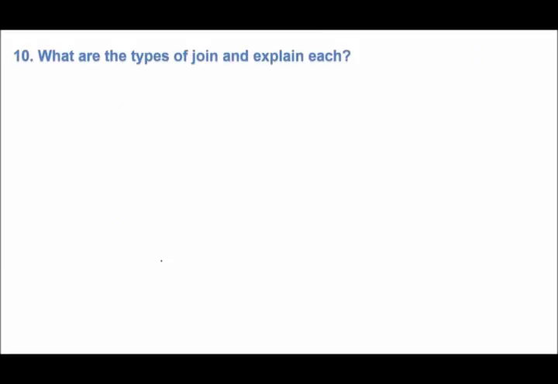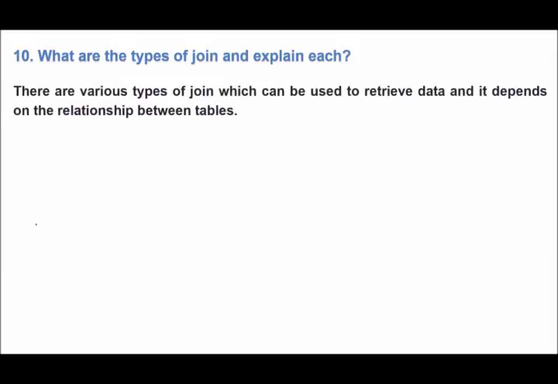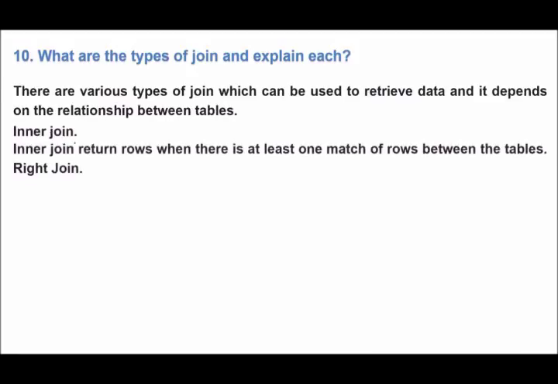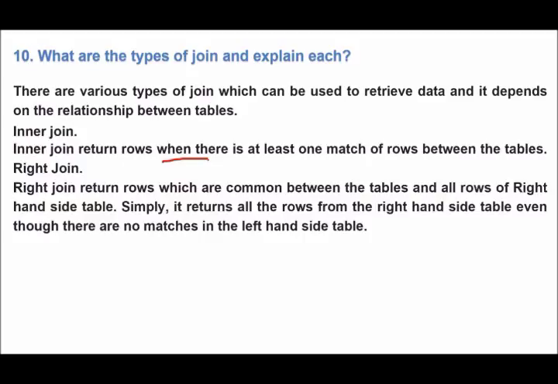What are the types of join? You have various joins: outer join, inner join, and we'll see the other ones. There are various types of join which can be used to retrieve data, and it depends on the relationship between the tables. First you have the inner join. Inner join returns rows where there is at least one match of rows between the tables. Right join returns rows which are common between the tables and all rows of the right hand side table. Simply, it returns all the rows from the right hand side table even though there are no matches in the left hand side table.